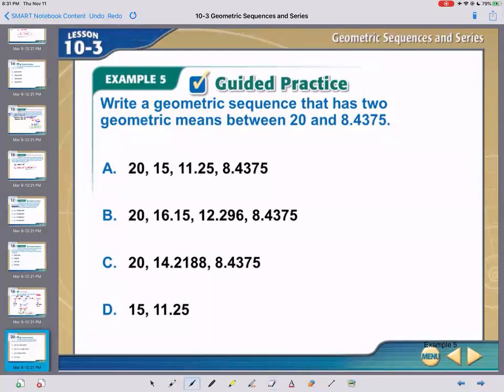Just remember, when you go to solve this, 20 comma, it says it has 2 geometric means. So just do 2 blanks and then 8.4375. Solve from there and pause the video.